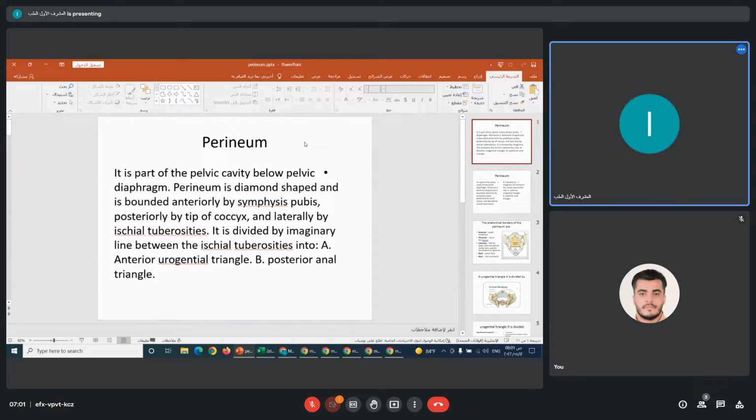The perineum is diamond in shape and is bounded anteriorly by the symphysis pubis, posteriorly by the tip of the coccyx, and laterally by the right and left ischial tuberosities.